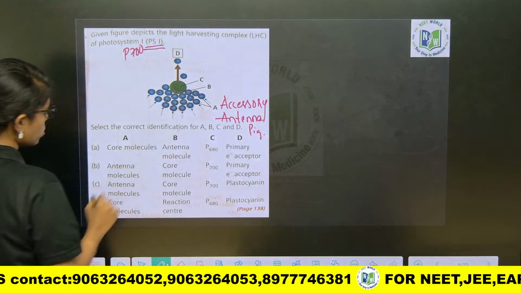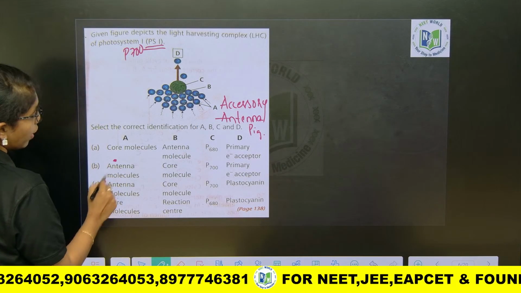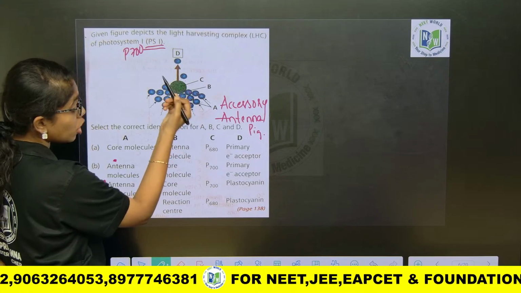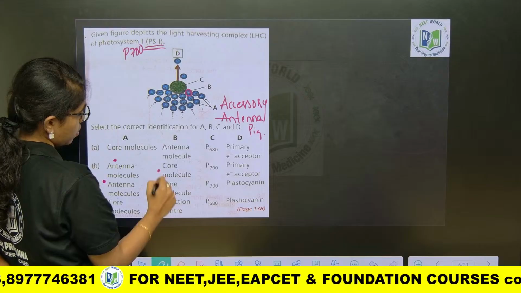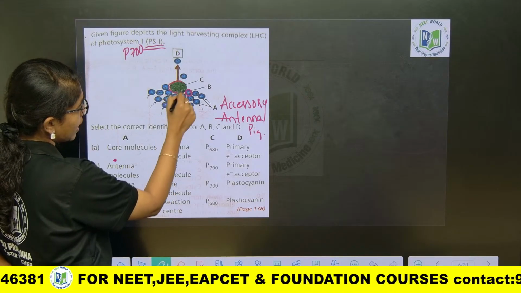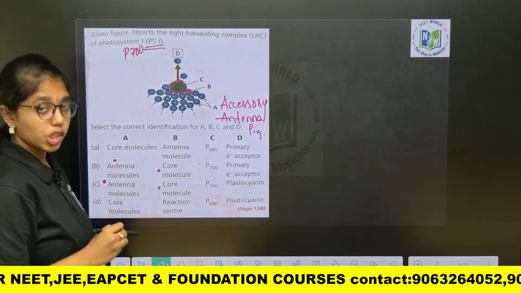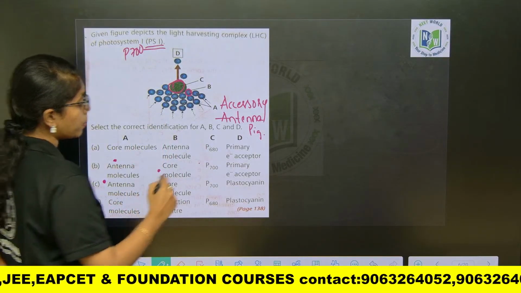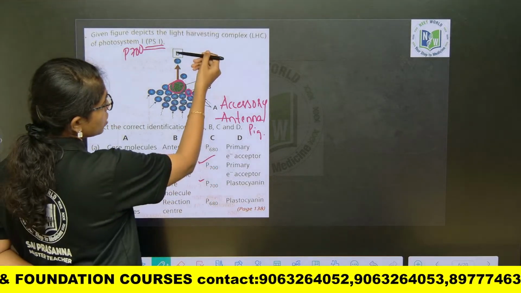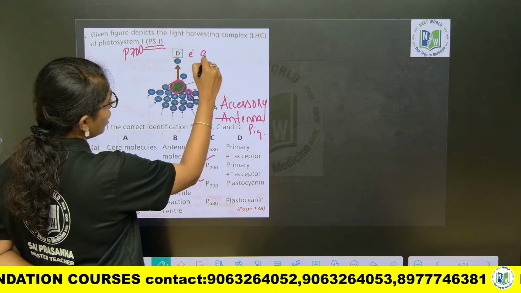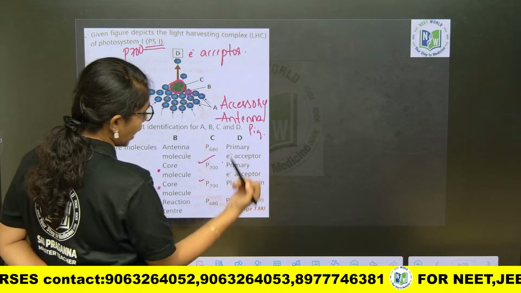So, A is what? Accessory or antenna pigments. Here B is the core molecule. And this is the reaction center, as it has been mentioned, it is PS1. The reaction center will be P700. And this is the primary electron acceptor.